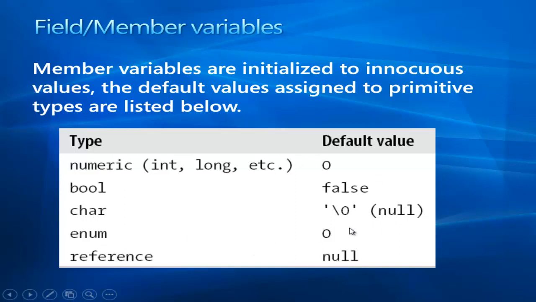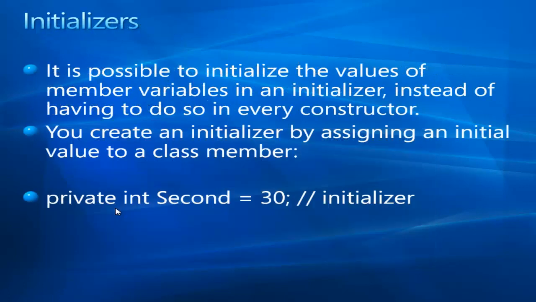For the enumeration, it is the 0 first value, and the reference will have the null. This is System.null. Null means nothing. Here for character, null means the first ASCII character, which is a control character, and which is also called null.